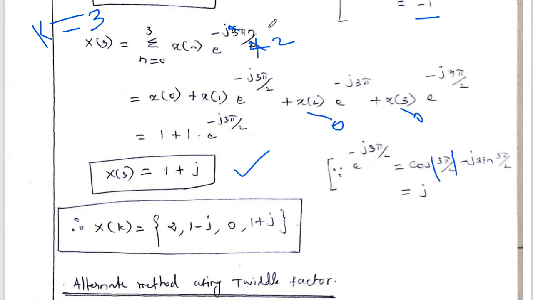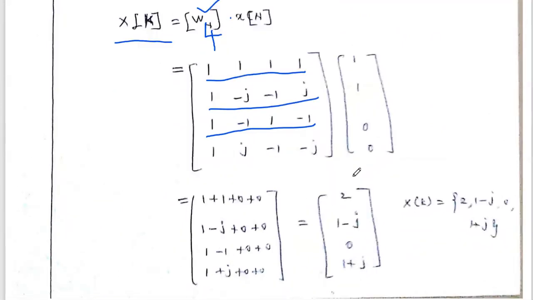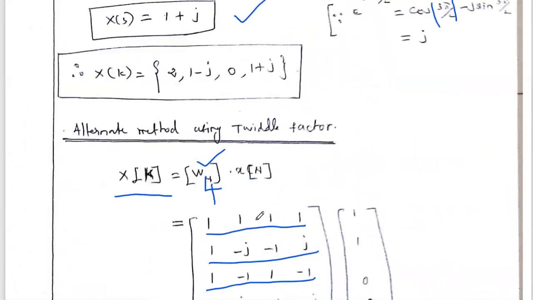So instead of the formula method, you may use this twiddle factor method. This twiddle factor method is a very easy method to find the 4-point DFT. For an 8-point DFT, the 8-point twiddle factor matrix is very difficult to remember. So to calculate an 8-point DFT problem, you may use the formula method. But in the case of the 4-point DFT, the twiddle factor method is a very easy thing. In any way, we will get the same answer. So this is the DFT problem.